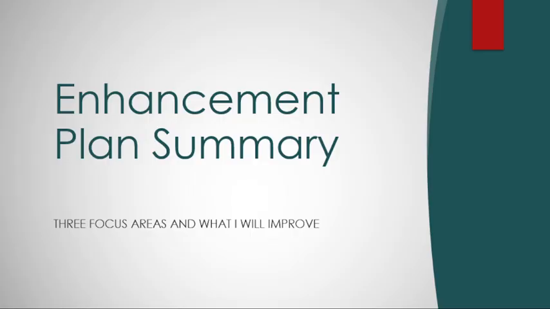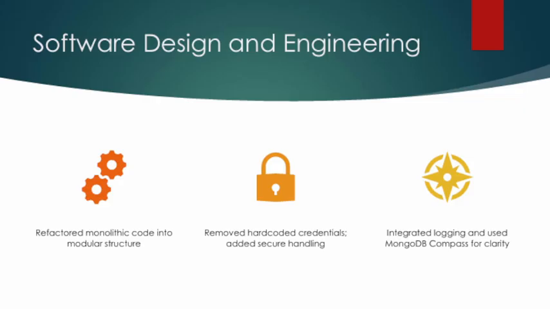For my enhancement plan summary, I will focus on three areas that I will improve on. The first one is going to be software design and engineering. I will be refactoring monolithic code into a modular structure, remove hard-coded credentials for added secure handling, integrate logging, and use Mongo Database Compass for clarity.